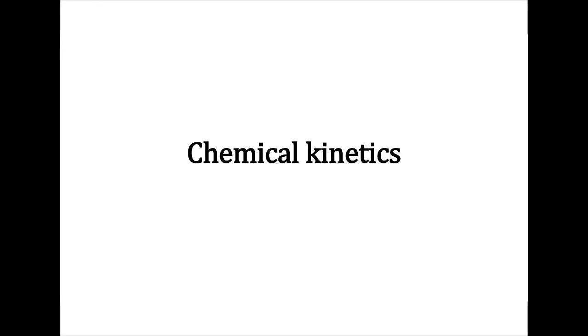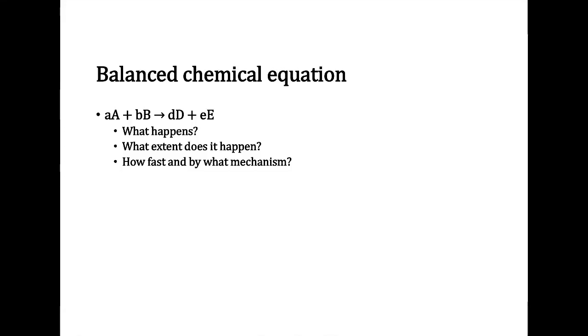Let's go ahead and start our lecture on chemical kinetics. So far what we've done in this class is we've looked at what happens in a chemical reaction. So here let's take a look at this generic reaction. Here the capital letters represent the reactants and the products, and then the lowercase letters represent the coefficients. So it's telling us that A plus B goes on to form D plus E, and then the coefficients tell us in what ratio this reaction is occurring.